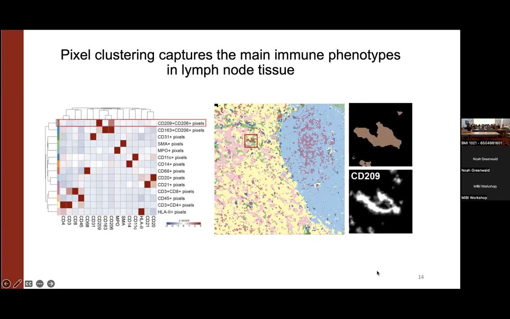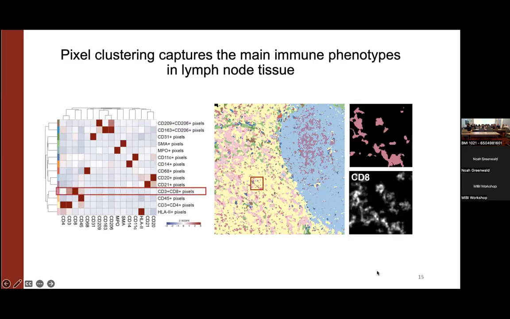So just moving into some examples here, for example, if you look at this brown pixel cluster, it's a CD209 pixel cluster. And if we look at that in comparison with the actual MIBI images, you can see that the signal lines up really well. Here's another example of CD8. Again, lines up very well with the actual MIBI image.